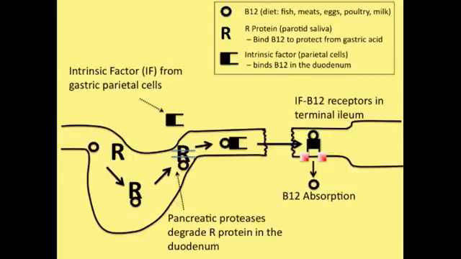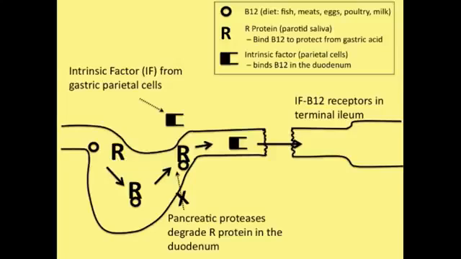So, prior to the attachment of B12 to intrinsic factor, the R protein has to be digested by pancreatic enzymes. I'll say that again. Prior to the attachment of B12 to intrinsic factor, the R protein has to be digested by pancreatic enzymes. Once the R protein is digested, B12 and intrinsic factor unite, and later they get absorbed by the terminal ileum. All right, so hopefully you all got that question right.